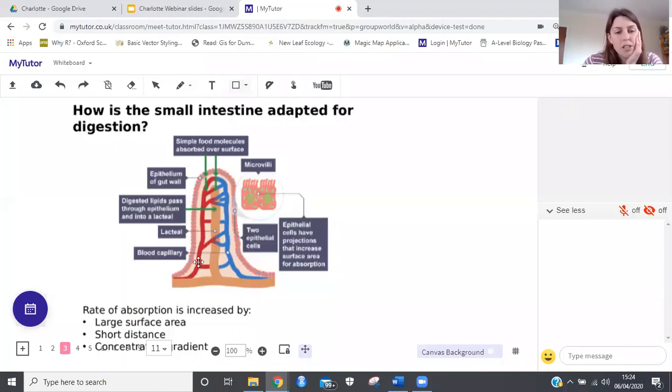And because the blood is continually flowing through that capillary and taking particles away to be used around the body, we have that constant concentration gradient. So there's always room for more particles to be taken into the blood.